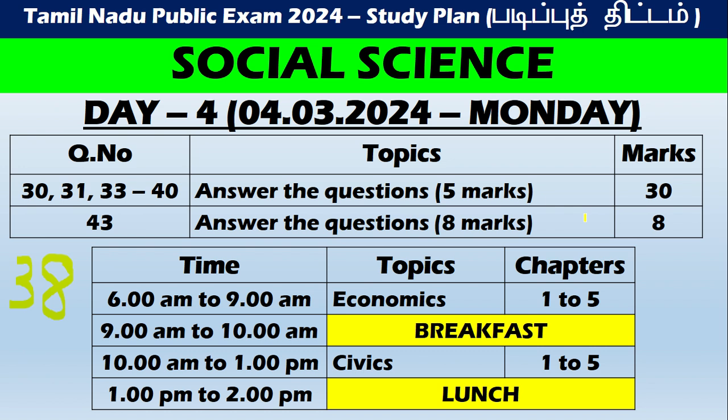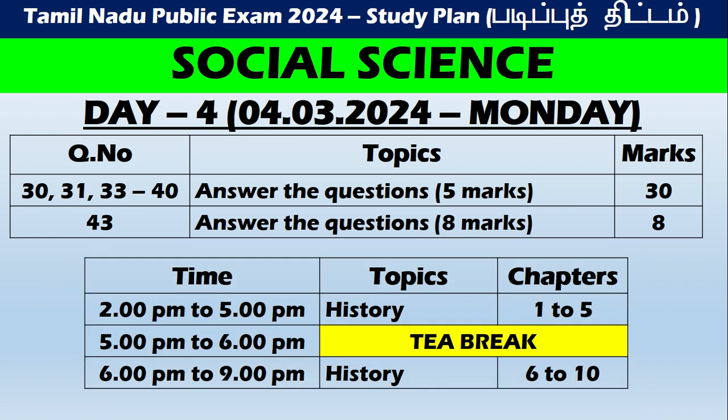So in this, 6 to 9 is economics 1 to 5, and you'll have breakfast. Then 10 a.m. to 1 p.m. is civics 1 to 5, and 1 to 2 p.m. is lunch. So based on that you have to plan your studies accordingly. Then for the 5 mark questions, post lunch, 2 to 5 is history lessons 1 to 5, 6 to 9 is history lessons 6 to 10, and 5 to 6 you need to have a tea break. So the schedule is till 9 o'clock, and we have completed it.